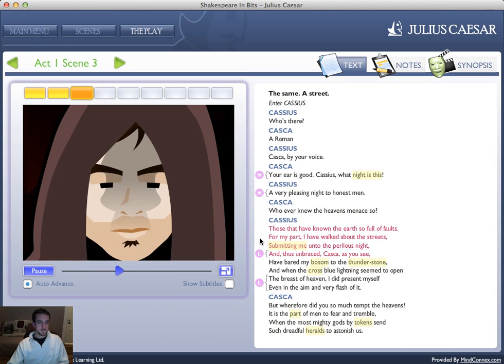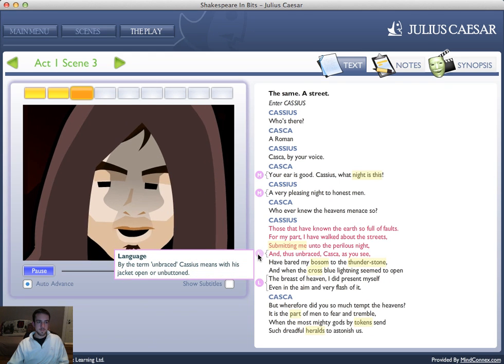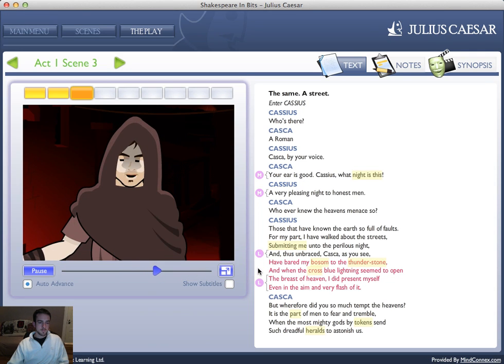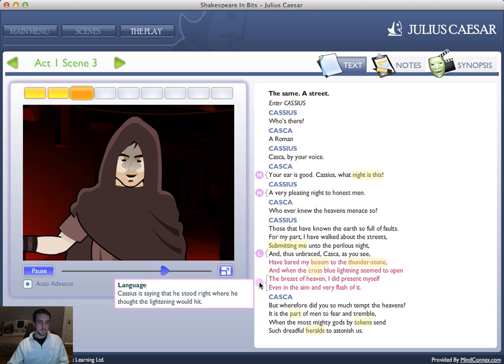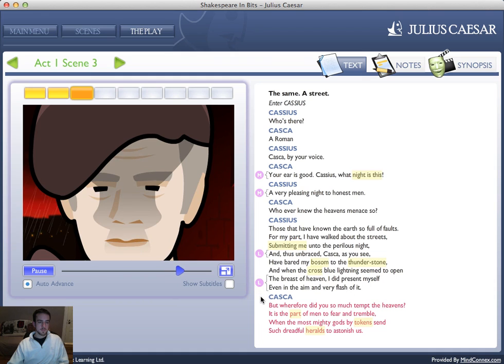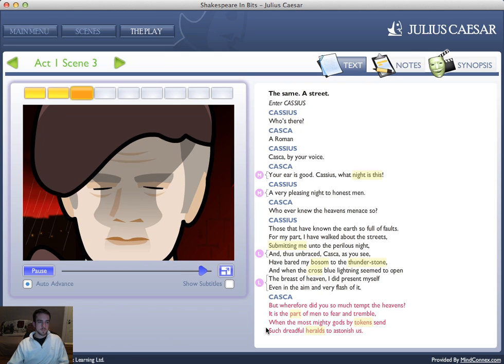For my part, I have walked about the streets, submitting me unto the perilous night, and thus unbraced, Casca, as you see, have bared my bosom to the thunderstone. And when the cross blue lightning seemed to open the breast of heaven, I did present myself, even in the aim and very flash of it. But wherefore did you so much tempt the heavens? It is the part of men to fear and tremble, when the most mighty gods by token send such dreadful heralds to astonish us.